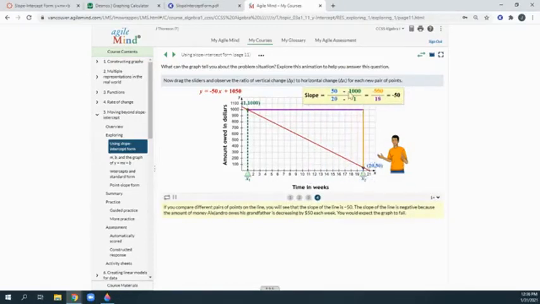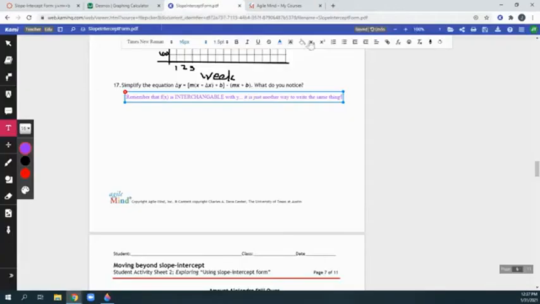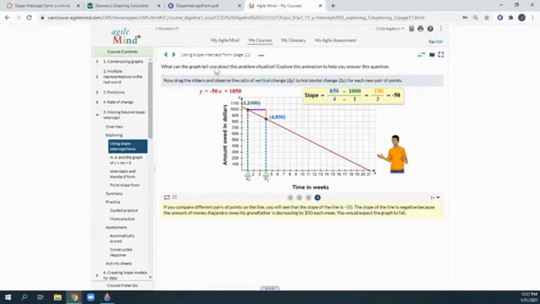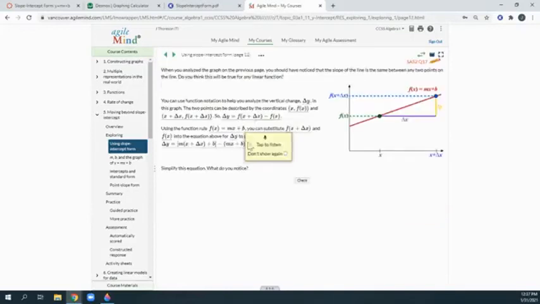All I'm doing is changing them both by a lot more. 950 and 19, still 50. So that's what we're talking about here. So let's talk about what that means. Simplify this equation. What do you notice?